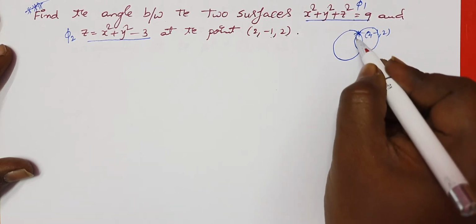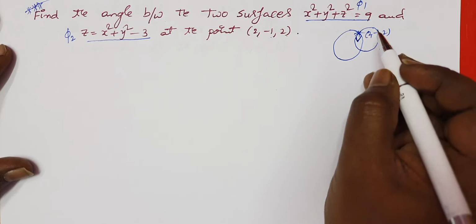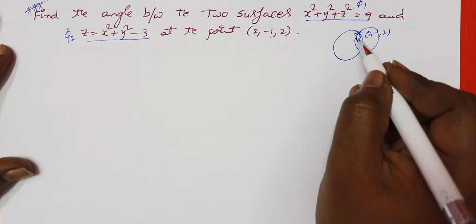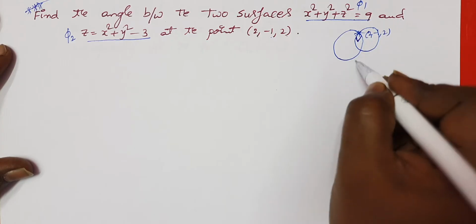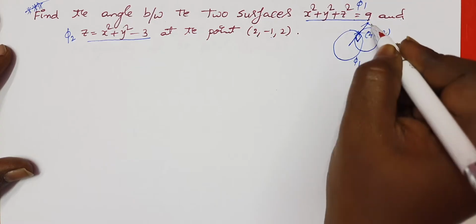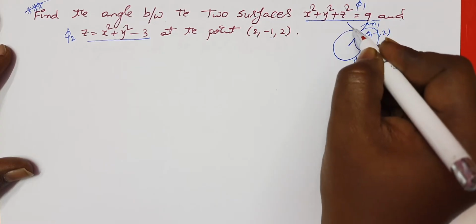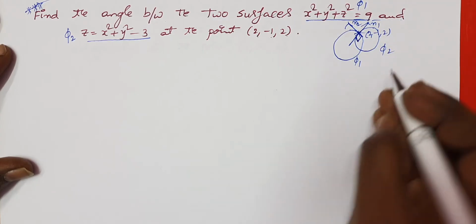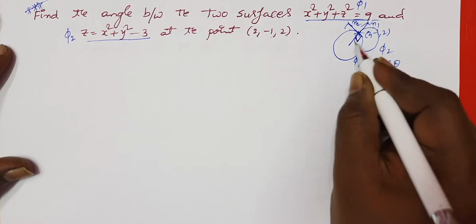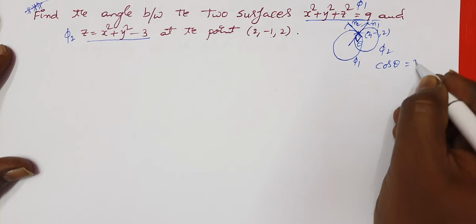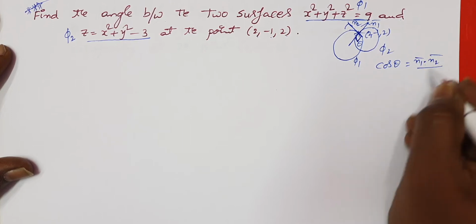So we have to find the angle between them. The angle between the two surfaces is nothing but the angle between the two normals drawn to the given surfaces. If you draw a normal here, it is n1 bar. If you draw a normal here, it is n2 bar. We have to find the angle between them. If theta is the angle between both normals, then cos theta is equal to n1 bar dot n2 bar by the length of n1 bar into the length of n2 bar.